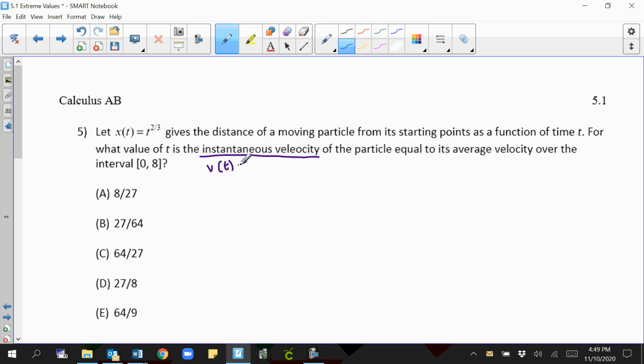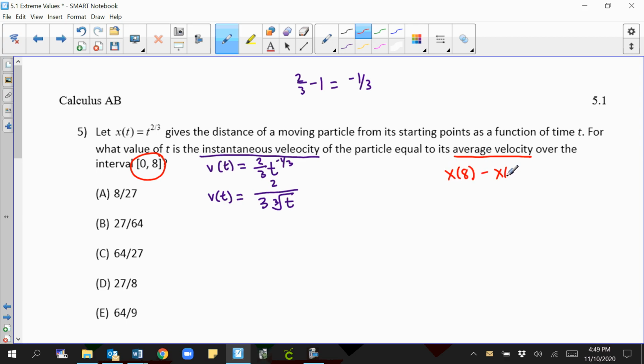So my v of t is going to equal, I'm going to bring down my 2/3 t. And 2/3 minus 1 is a -1/3. So it's going to be to the -1/3 power. So v of t is equal to, I'm going to do it as 2/3 cubed root of t. And I want to know where it's equal to the average velocity on this interval. So remember, average velocity means I'm going to do x of 8 minus x of 0 over 8 minus 0. So x of 8 means I'm looking at 8 to the 2/3 minus 0 to the 2/3 all over 8.